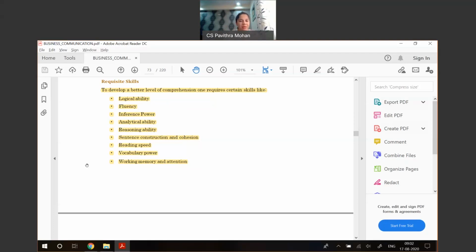Then you have vocabulary power. You should know the synonyms and antonyms, so it becomes easier for you to interpret this information. You are not missing out on any information. Then you have working memory and attention. Working memory and attention is very important if you ask me, because when you're reading these passages you have to concentrate and then interpret and then answer. So don't try to move from one thought to another. Try to concentrate, only then it will be possible to clear these things.